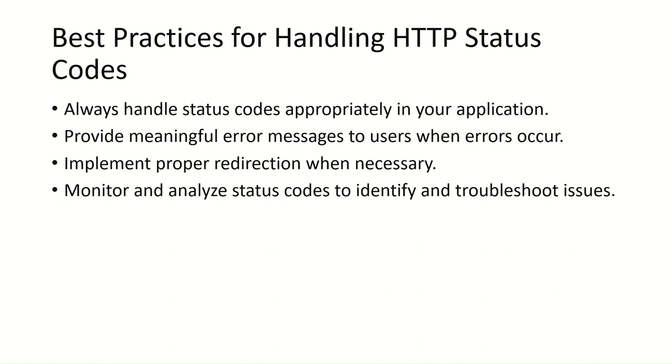So these are the main points that I have listed here that you should use for handling HTTP status codes. Always handle status codes appropriately in your application. Provide meaningful error messages to the users when an error occurs. Implement proper redirection when necessary. Monitor and analyze the status codes to identify and troubleshoot issues. So these are the best practices that you can use while handling HTTP status codes.